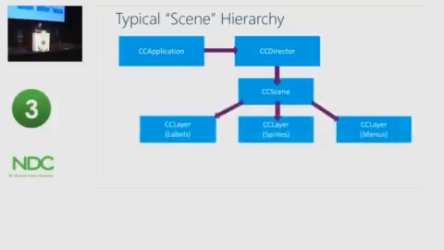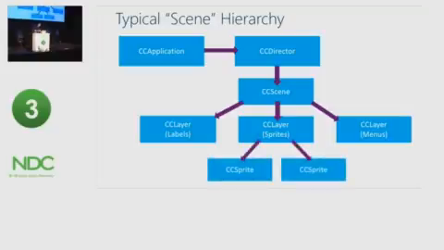Now these scenes have multiple layers, and each layer consists of certain elements, such as a sprite, a label, or a menu that might be on the screen. And then all of those layers can have multiple sprites. So for instance, you'd have multiple characters or multiple labels on a screen or multiple items in your menu. So this is the hierarchy of the game.